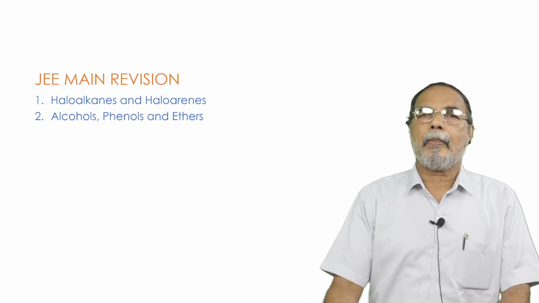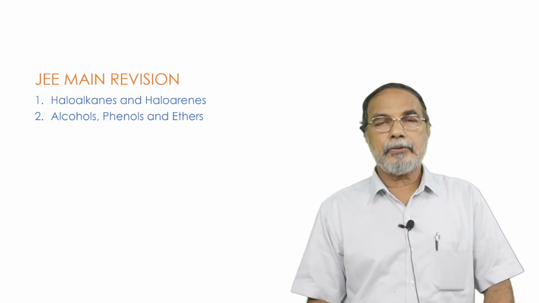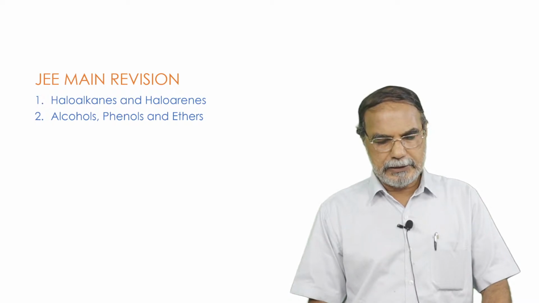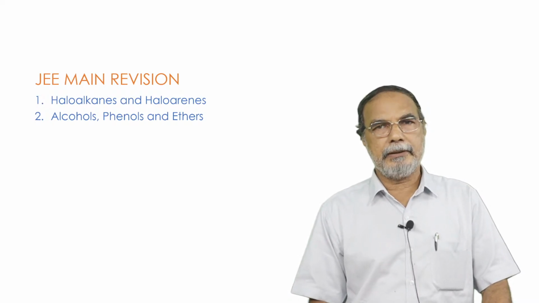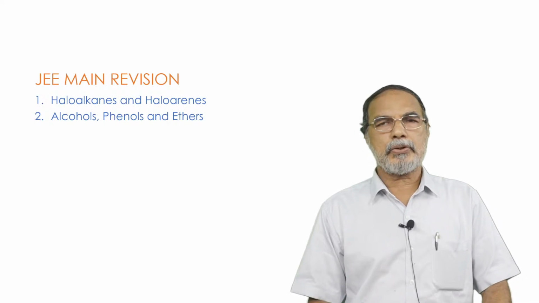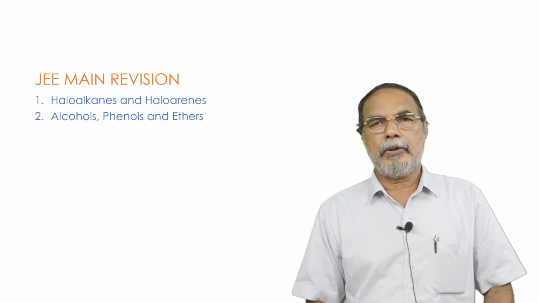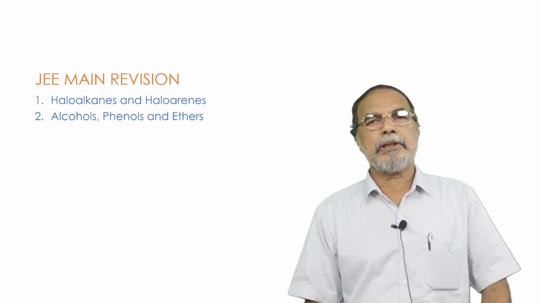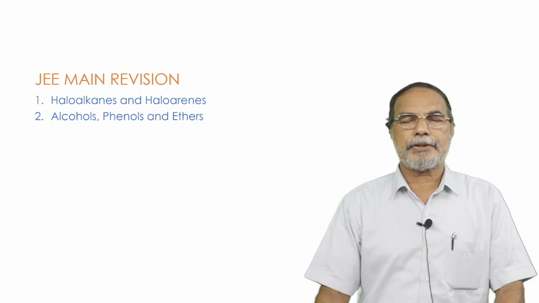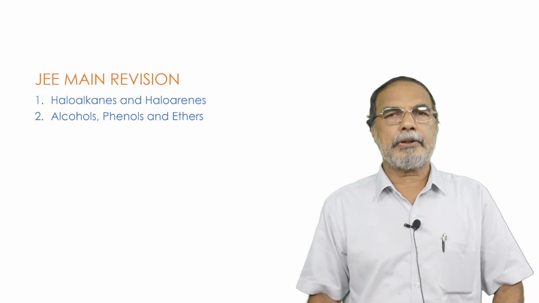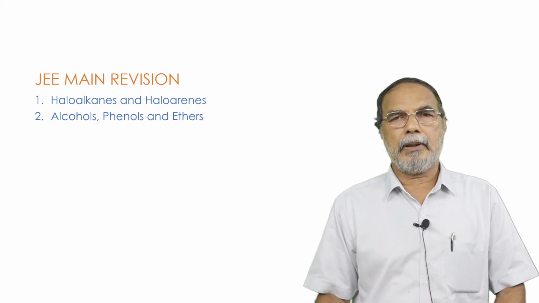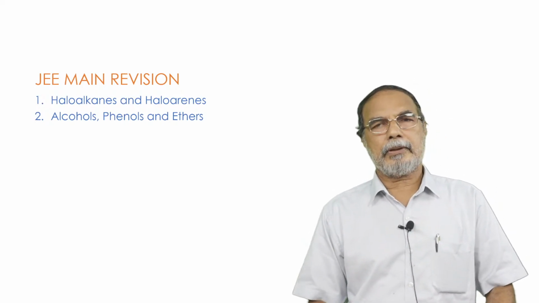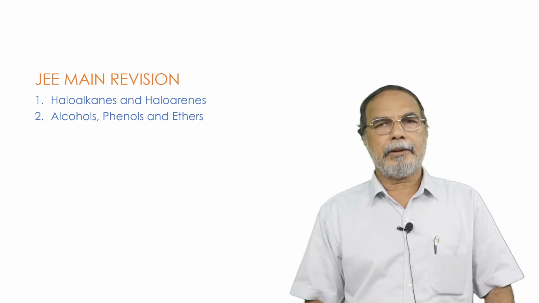And today we will have a few chapters in organic chemistry: haloalkanes and haloarenes, alcohols, phenols and ethers. As usual, we have 25 questions: 20 multiple choice objective type questions and 5 single digit answer type questions, and the total time allotted is 2 hours and 30 minutes. Let us try our best to cover all the questions in the allotted time.